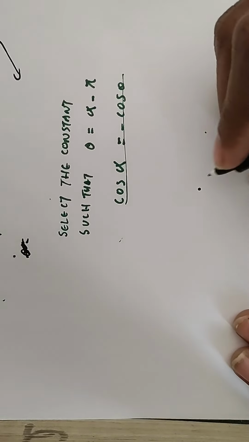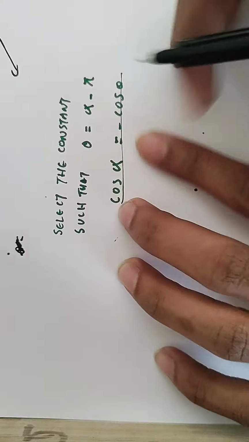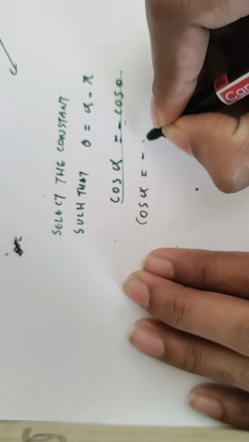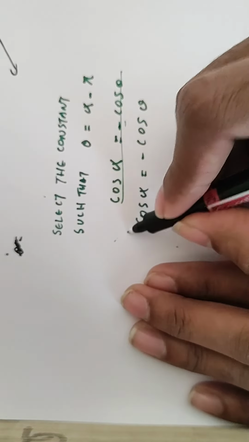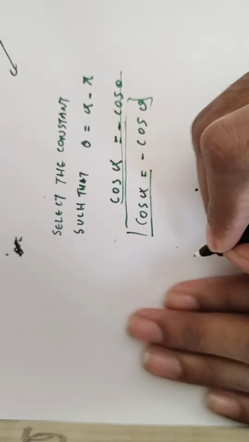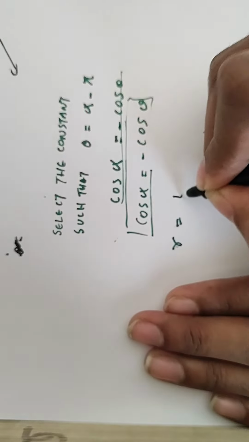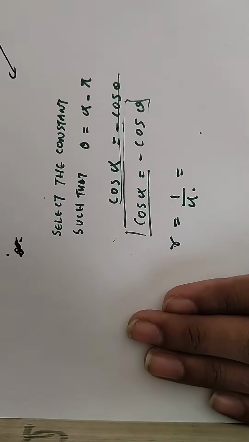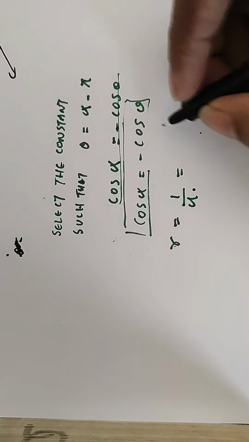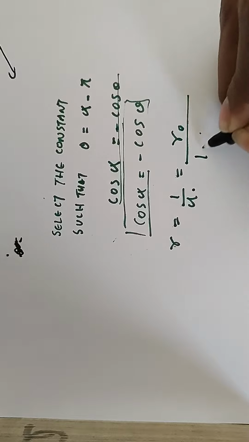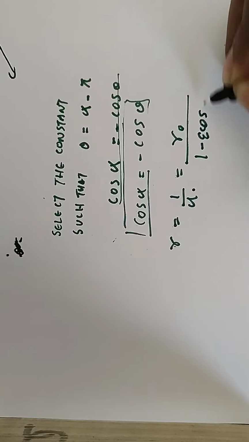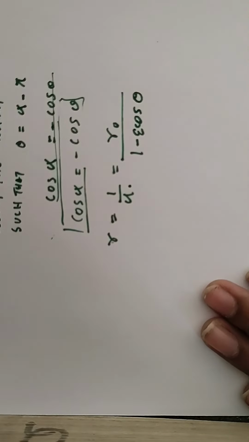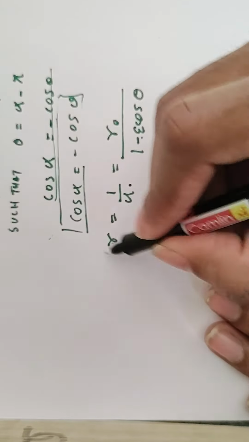These are the same in magnitude but opposite in sign. You can see that cos alpha is equal to minus cos theta. So I can find r, I'm just restating my earlier equation. In terms of r, I'll get r naught is equal to 1 minus epsilon cos theta. Right? But just keep this equation.